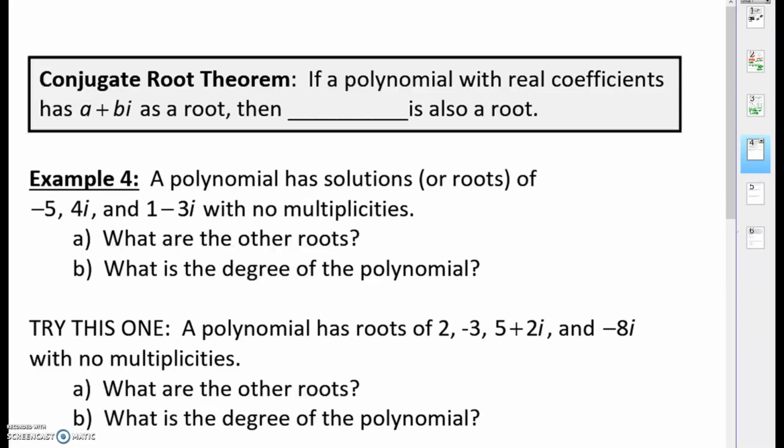All right, let's keep going. We also have a conjugate root theorem, and it says that if a polynomial has real coefficients and has a plus bi as a root, then a minus bi is also a root. So let's say that I know that a polynomial has roots of negative 5, 4i, and 1 minus 3i. There are some other roots. There's a root of minus 4i and a root of 1 plus 3i. So notice this doesn't apply to the real root, but it does apply to the imaginary roots. So at the end of the day, I end up with 5 roots, and that means we have a 5th degree polynomial.